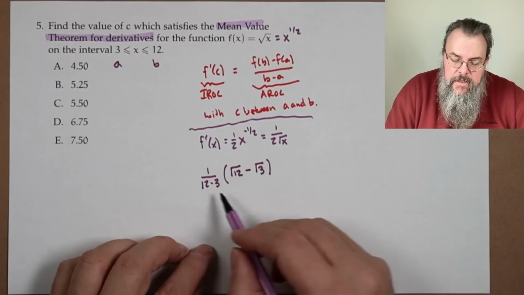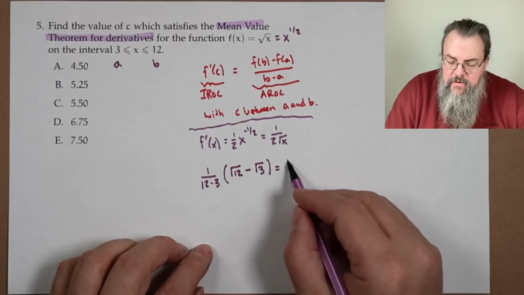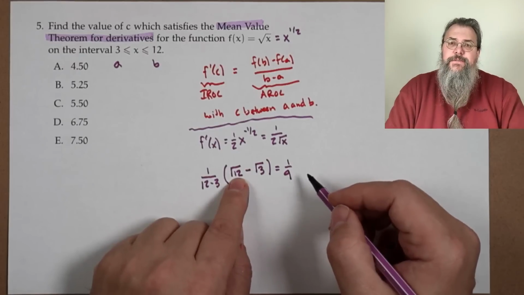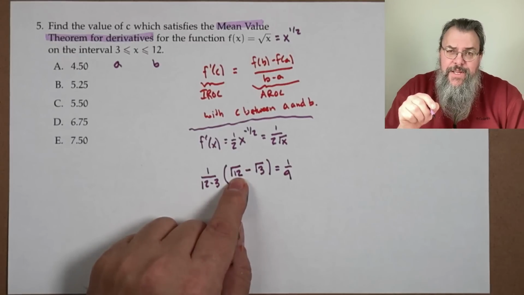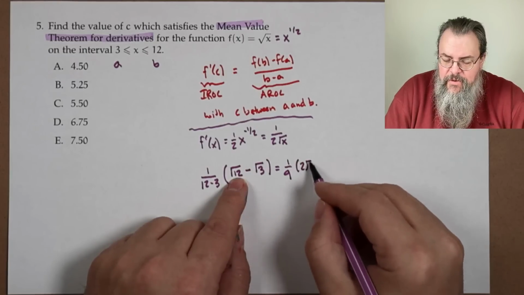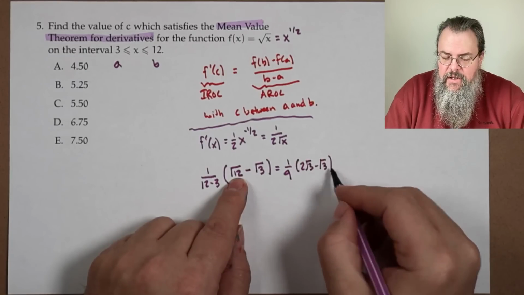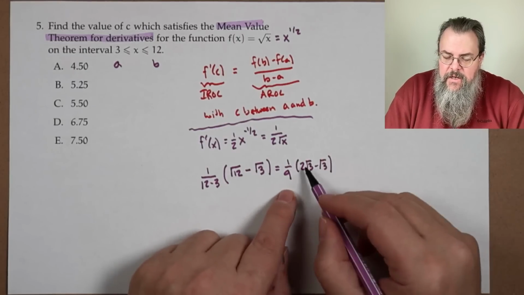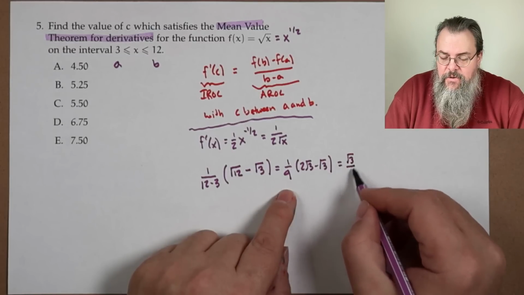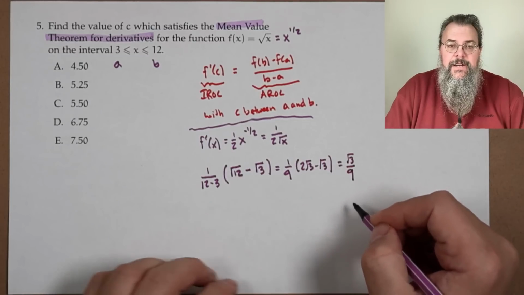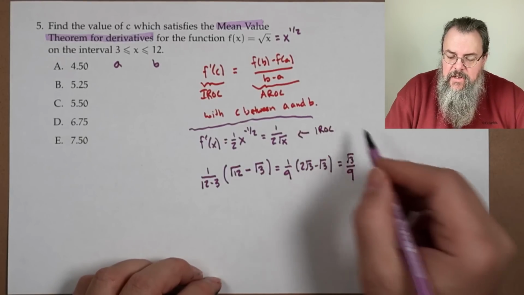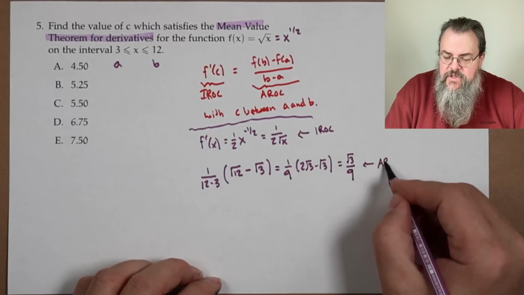Okay, now there's a few things we can do. This is 1/9, 12 minus 3. Now square root of 12, 12 is 4 times 3, and square root of 4 is 2, so this is really 2 square root of 3 minus square root of 3, or if you like, that's just the square root of 3. So that's the square root of 3 over 9. All right, so this is our instantaneous rate of change. Here is our average rate of change.